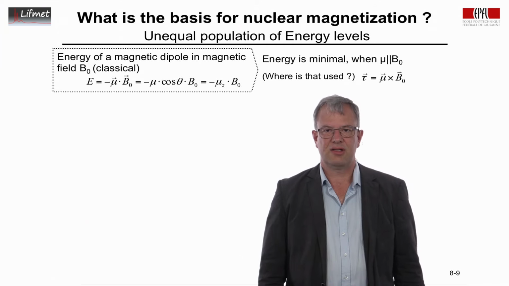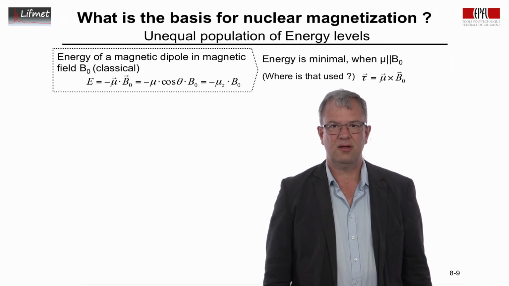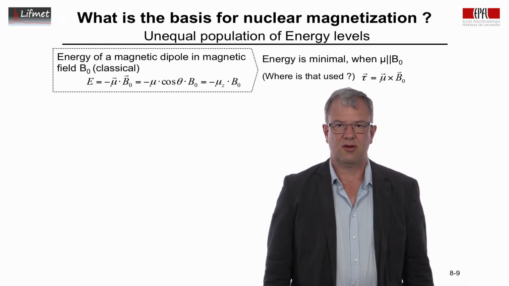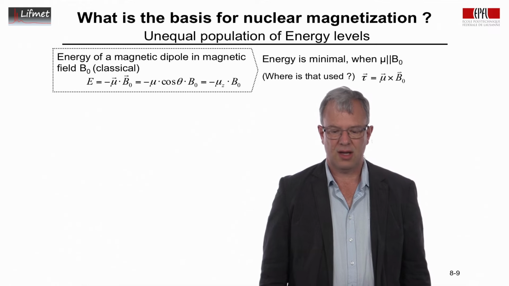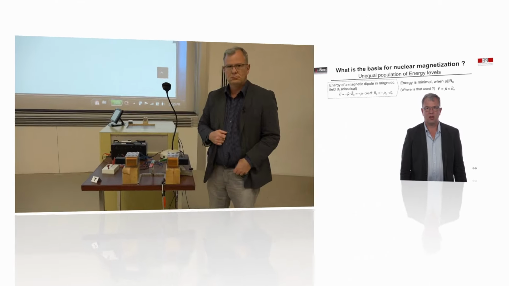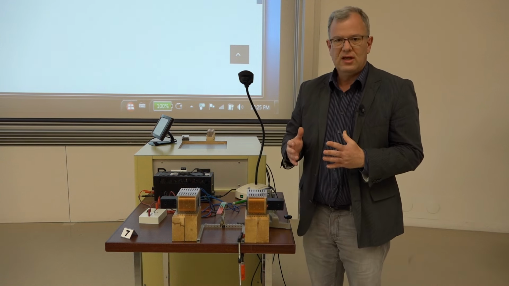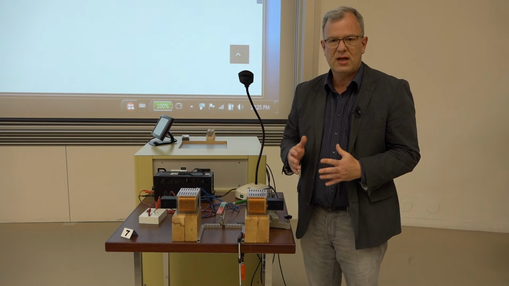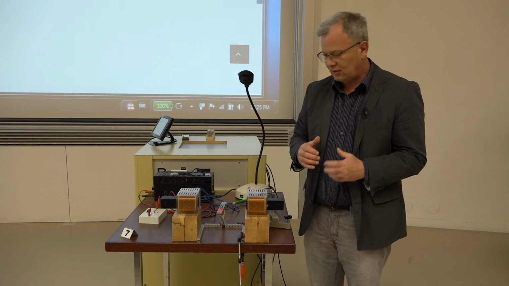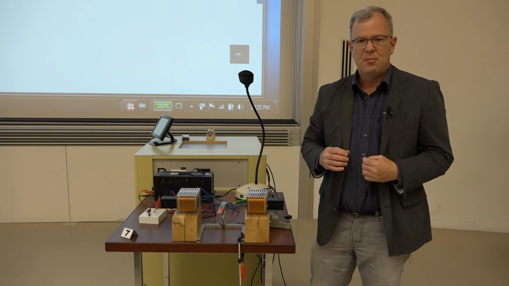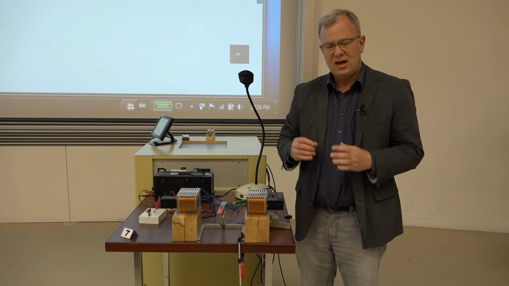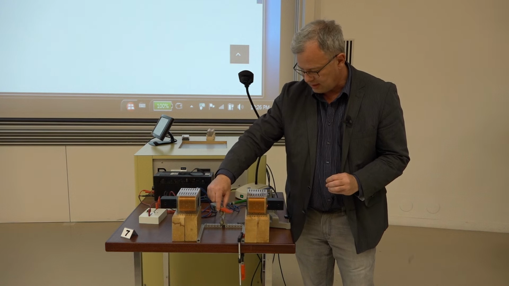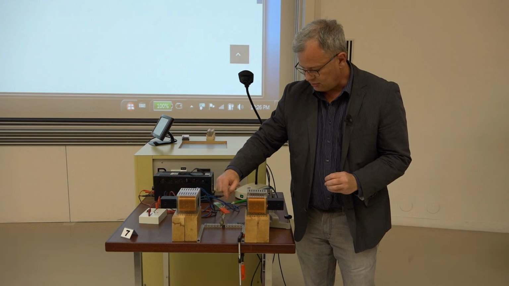So let's just demonstrate this in the following experiment, where we will demonstrate the force of the external magnetic field on a magnetic dipole. As mentioned in the course, the energy of a nuclear magnetic moment in an external magnetic field is not dissimilar to what happens with a macroscopic magnet in an external magnetic field. And I want to illustrate this with this experiment here. We have a magnet here which can freely rotate. It's attached here to show the torque.